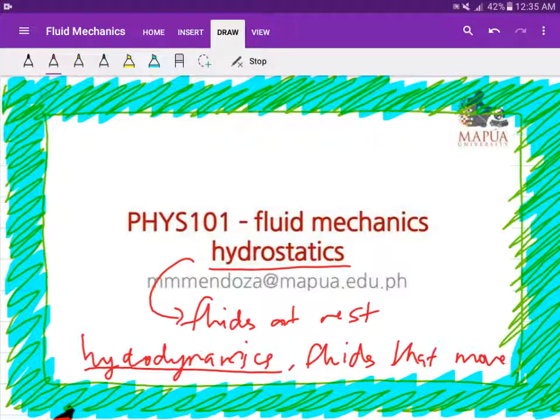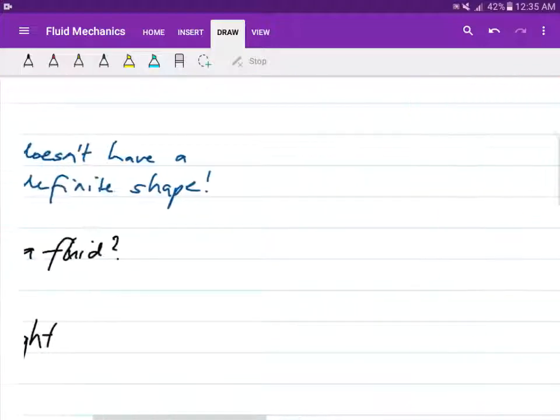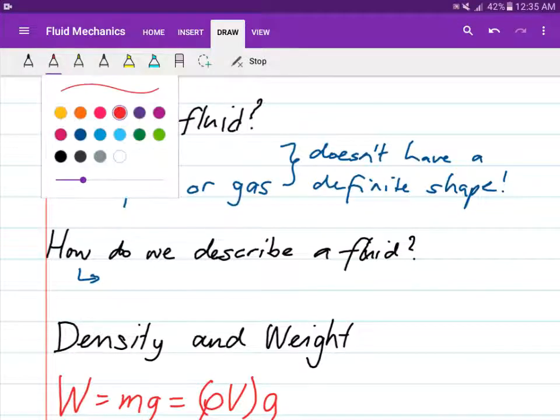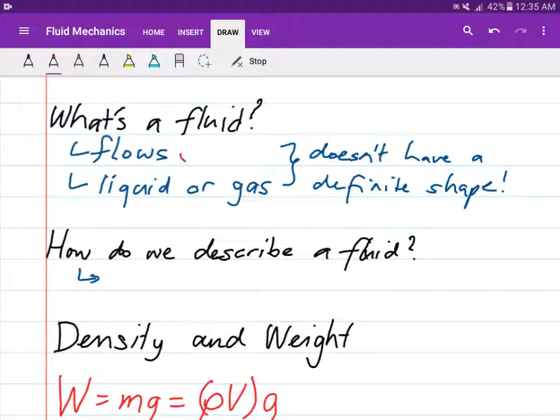So let's start first with hydrostatics. So fluid mechanics. What is a fluid? A fluid is anything that flows and it's either liquid or gas. So it does not have any definite shape.